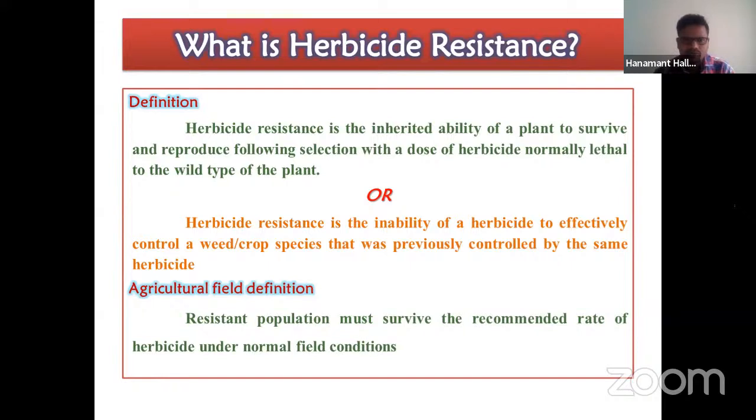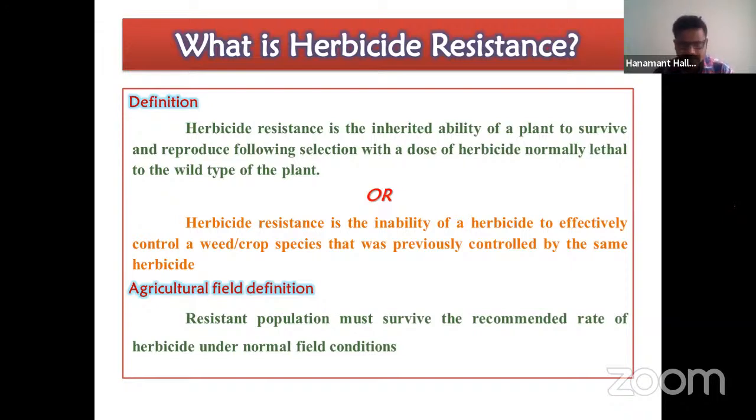Earlier we were controlling that weed. After 20 days, we spray the same atrazine on the same weed, but now that weed is not getting controlled. This is the meaning of herbicide resistance. Earlier, the same herbicide was detrimental to the weed, but nowadays it is not getting controlled. We use the same herbicides, but the weeds are not getting controlled.